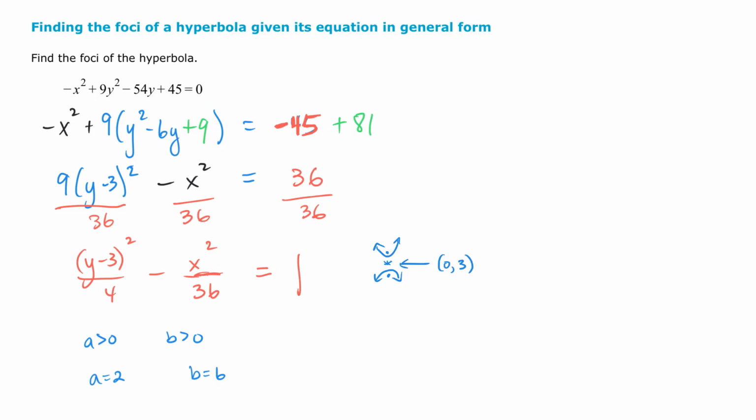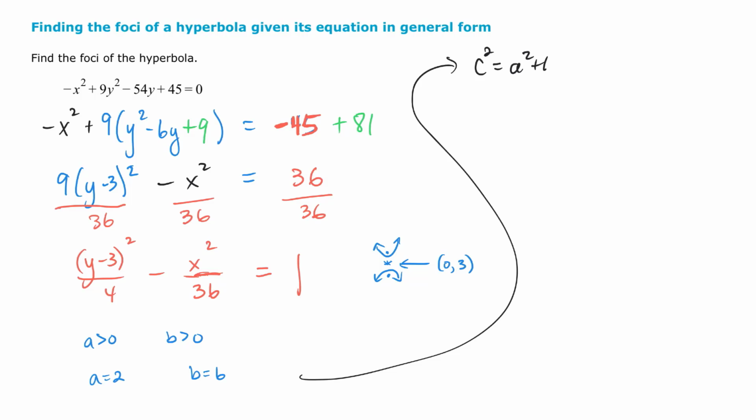For our hyperbola, the way we find the foci is to solve for c. And c squared is equal to a squared plus b squared. So c squared is now equal to 4 plus 36. c squared is equal to 40. If you take the square root of both sides, then what we have is the absolute value of c is now equal to the square root of 40.